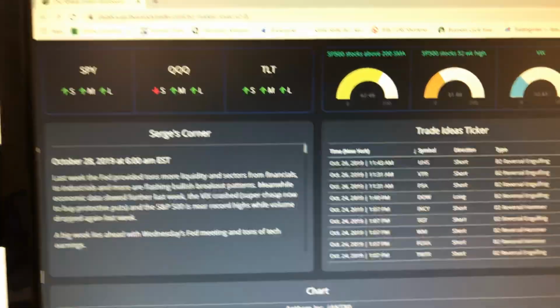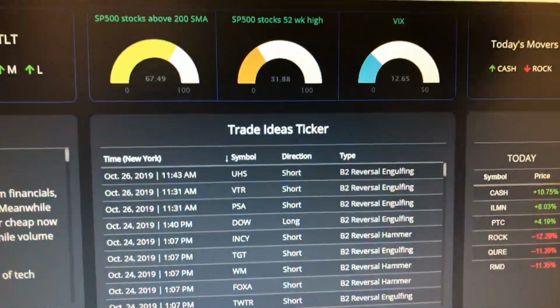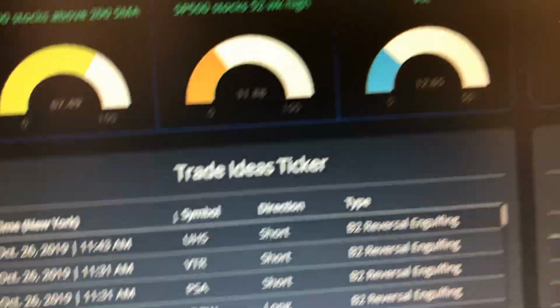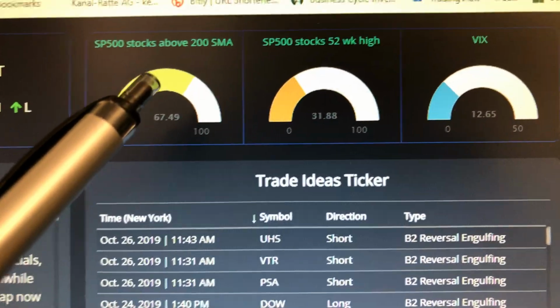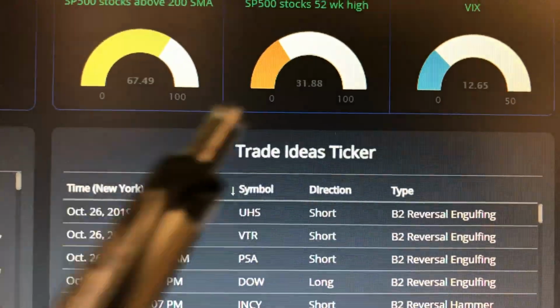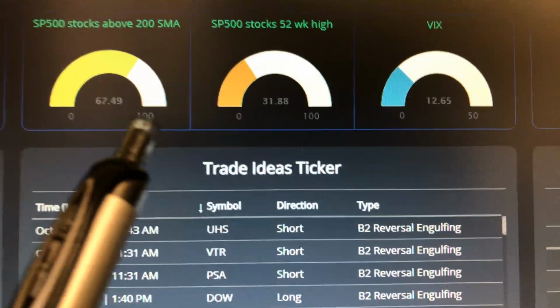So the feature is very simple. What we're looking at, it's this one here. You want to focus on all the way up here, this one here. Number of stocks in the S&P 500 above the 200-day moving average. And right now you can see that's close to almost 70%.